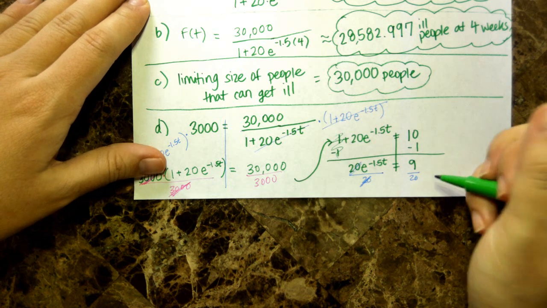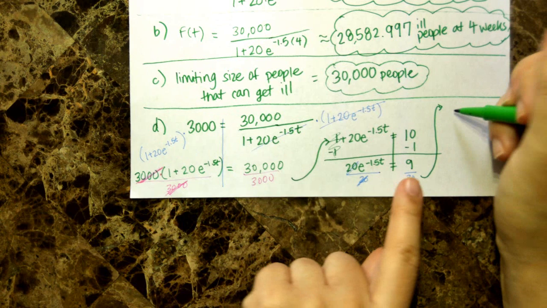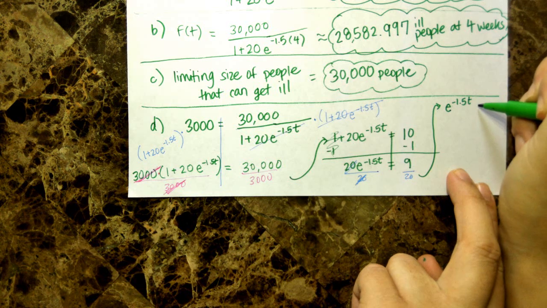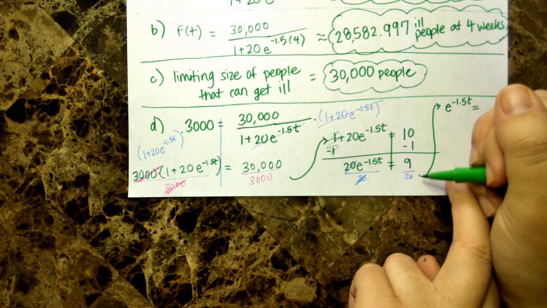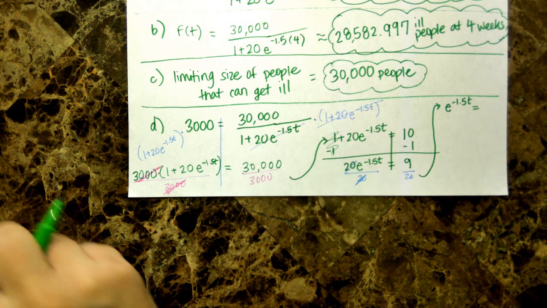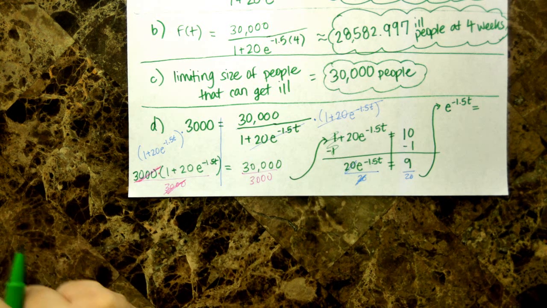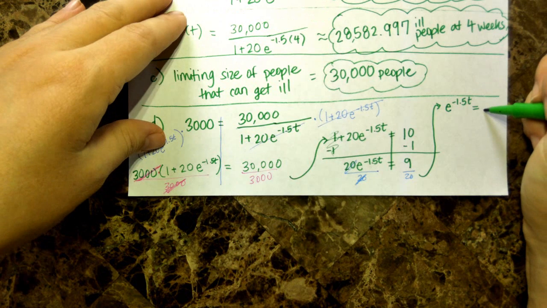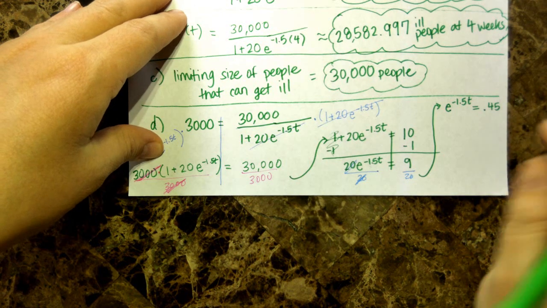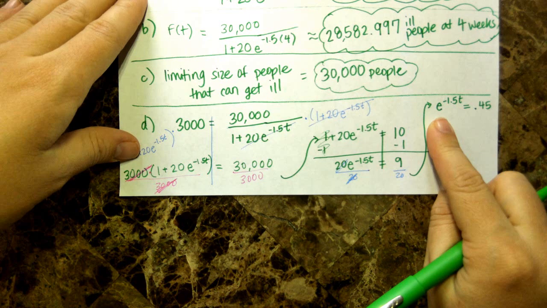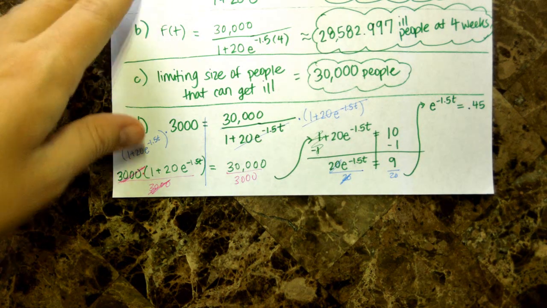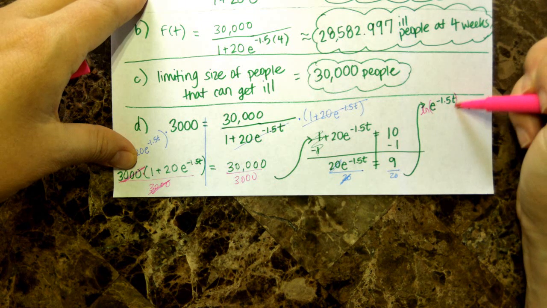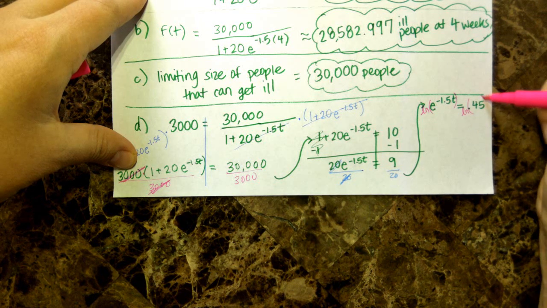And I'm now left with e to the negative 1.5t equals 9 divided by 20. You can leave it as a fraction if you want. You can go ahead and write it as a decimal. 9 divided by 20 is 0.45. Okay. And I do want to get rid of e. Remember, this is a base e, so anytime you want to get rid of a base e, you can convert it to log form, or you can just take the natural log of both sides.